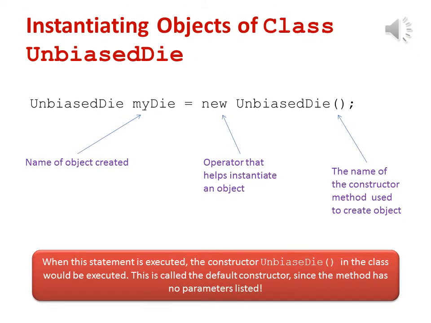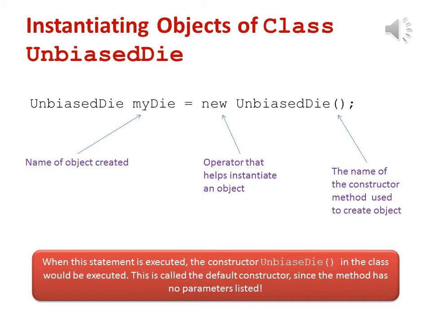An object of a class has to be instantiated before it can be used in a Java program. Every class must be capable of being instantiated. This act is also called constructing or creating an object. For instantiating an object of the class UnbiasedDie, we write the statement UnbiasedDie myDie is assigned new UnbiasedDie. The variable myDie is the name of the object created of the type UnbiasedDie.